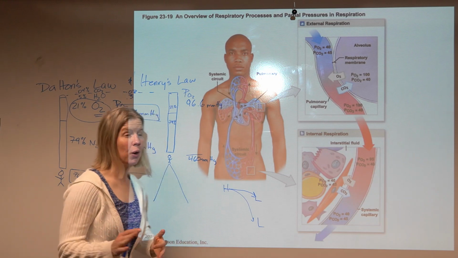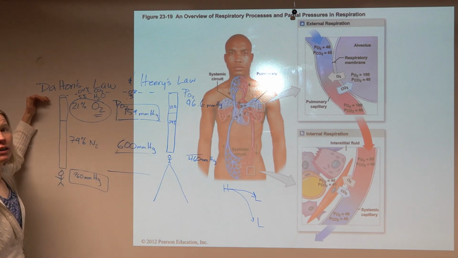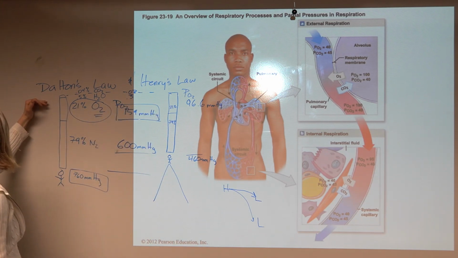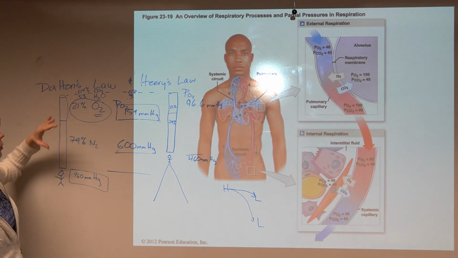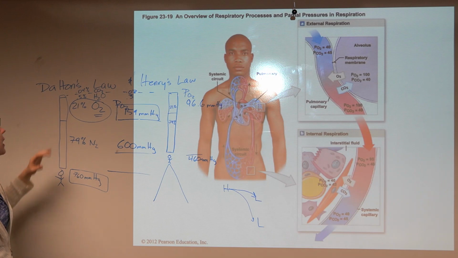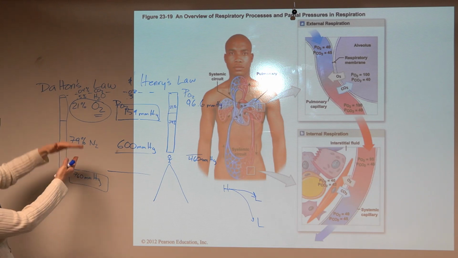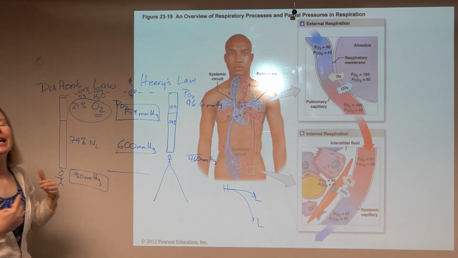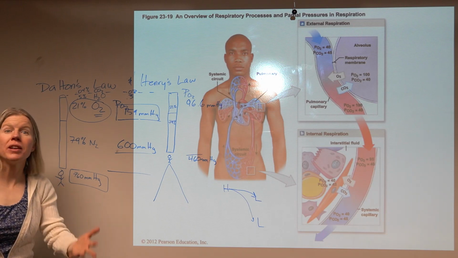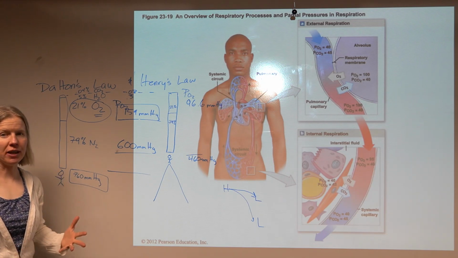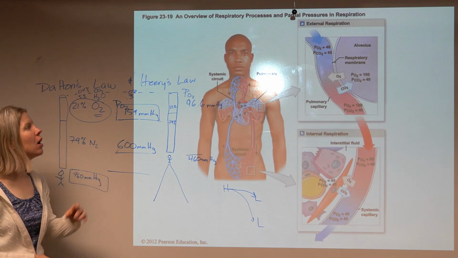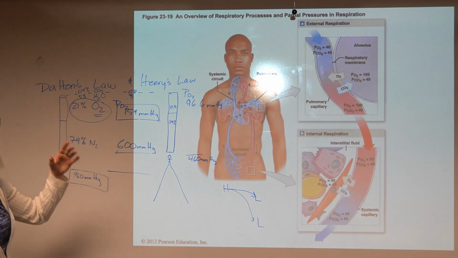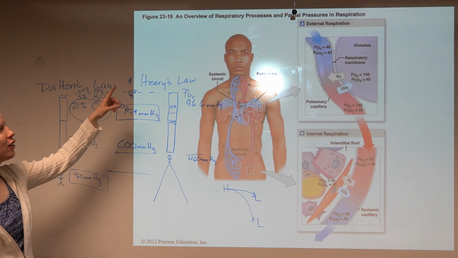Okay, so Dalton's law, again, is saying that each gas, nitrogen, oxygen, water vapor, whatever, each gas contributes to the total pressure in accordance with its abundance, its percentage. And oxygen is the key one here. It's always 21%. Okay. And you're like, you haven't even gotten to Henry's law.